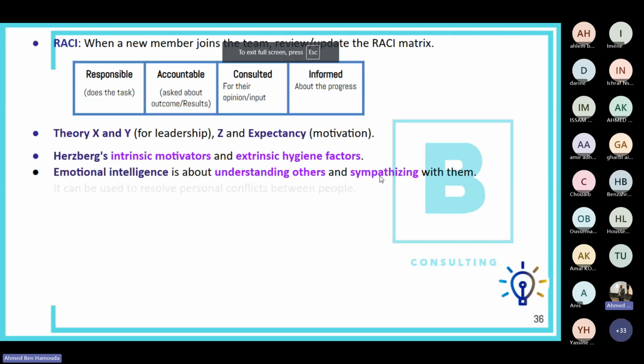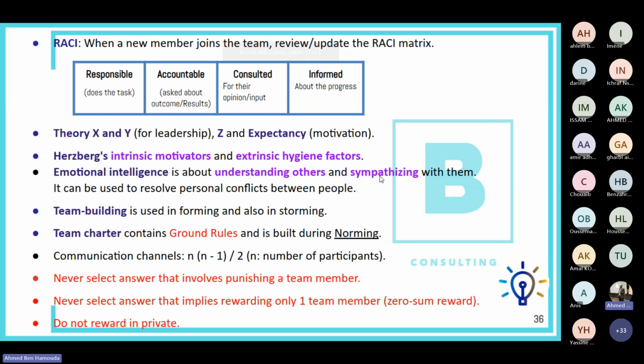Sorry about this. So now I just changed something. Never select an answer that implies rewarding only one team member. That's called zero sum reward. And also, please do not select answers of rewarding a team member in private. In case you would like to reward a team member, for example, in the form of a competition that was announced in front of all the team members, then once you reward the team member that has won, do it in front of the others.